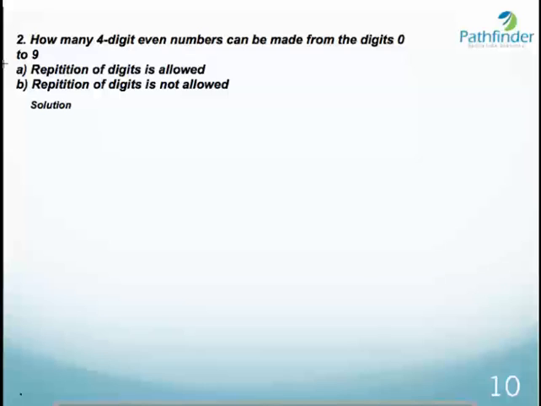Now let us solve another question. How many 4-digit even numbers can be made from the digits 0 to 9? The first part, repetition of digits is allowed, and the second part, repetition of digits is not allowed. How do you solve this question? Let us take a look at the first part first.